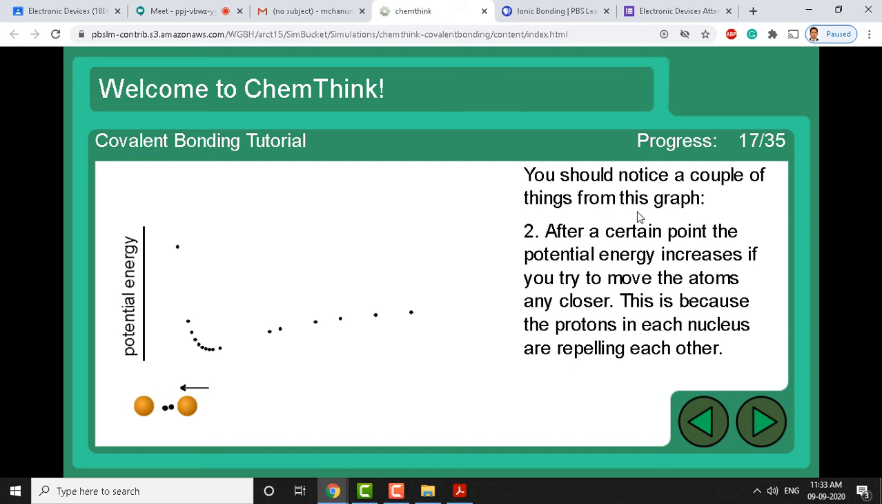After a certain point, the potential energy starts increasing if you try to move the atoms even closer. This is because the protons in each nucleus start repelling each other. Earlier you saw the electron being attracted by the protons here. When you move closer to each other, the protons present here get repelled by the protons present there. Therefore, you will see repulsion between the protons, and so the potential energy starts increasing.